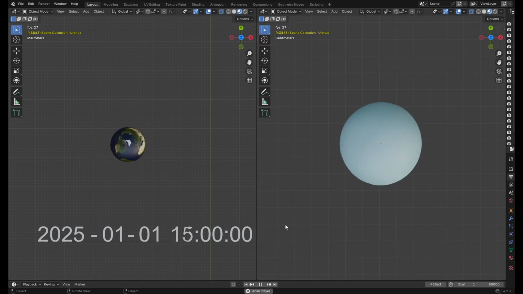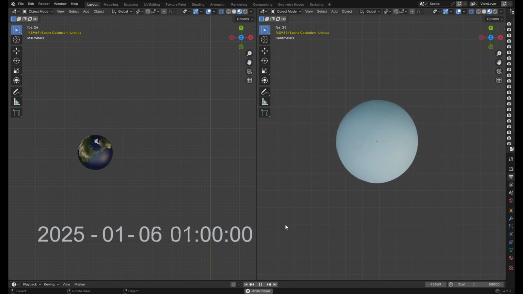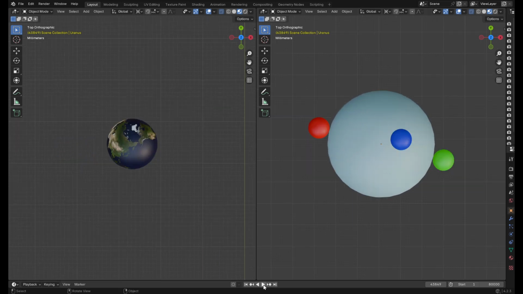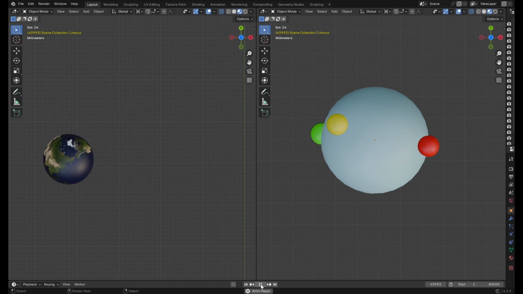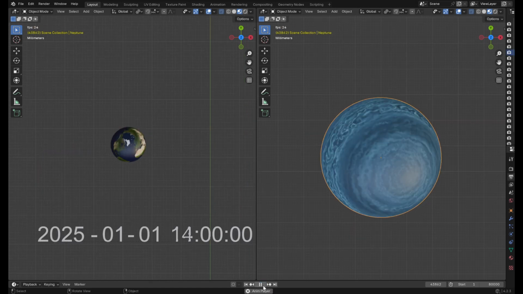Uranus is weird, no pattern on surface, so difficult to see its rotation. But actually Uranus rotate fast, the rotation period is 17 hours. I add some mark to Uranus, now we can see the rotation. Uranus rotation direction is different with other planets. Neptune rotation period is 16 hours.